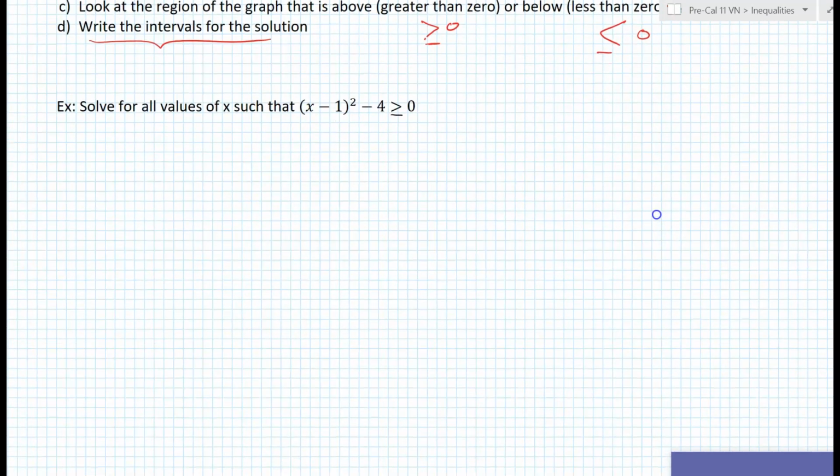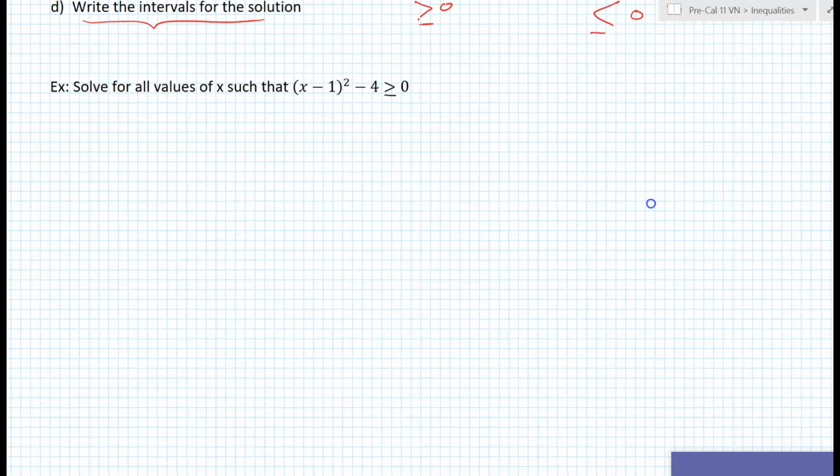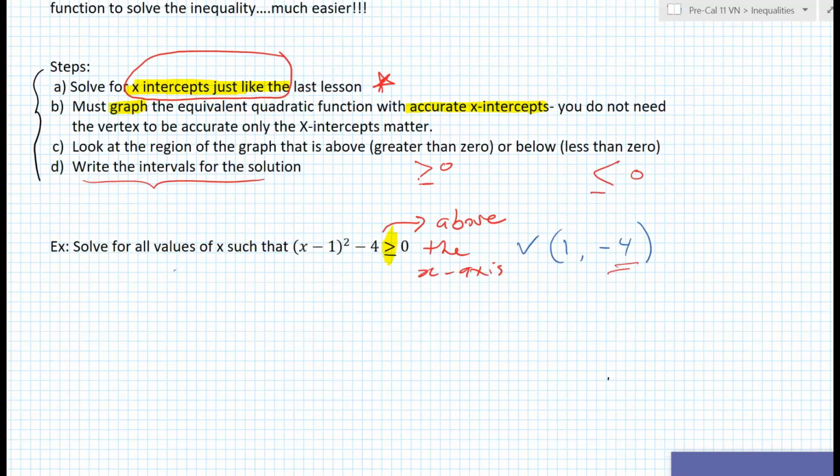We want to solve this quadratic inequality, and in this case I specifically and purposefully chose the vertex form. So the first thing we have to do is solve for the x-intercepts. Now, there are a couple of ways of doing this. You can actually graph this immediately and use the vertex. The vertex is (1, -4). I just made a point here that greater than or equal to 0 means above the x-axis, all the values of x.